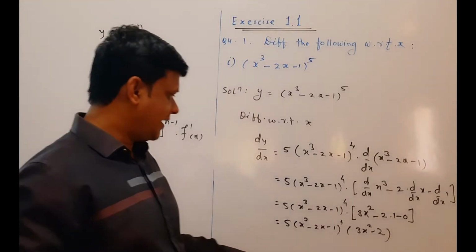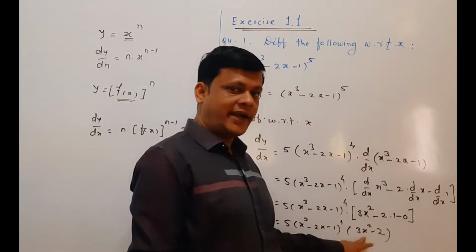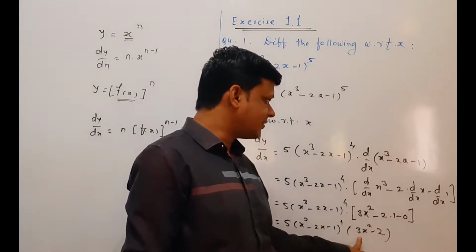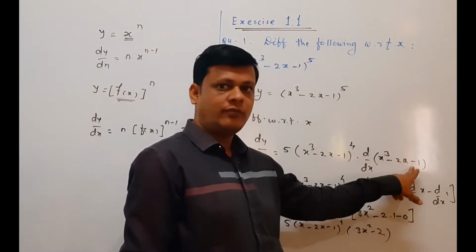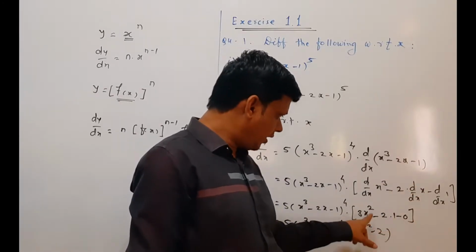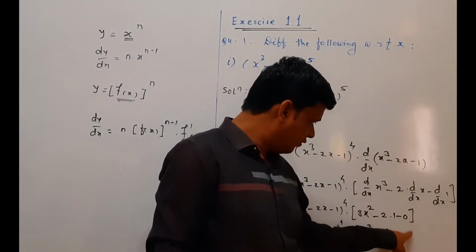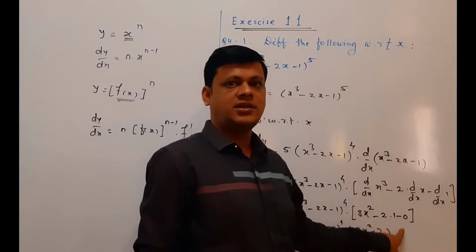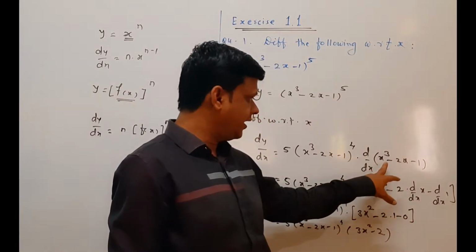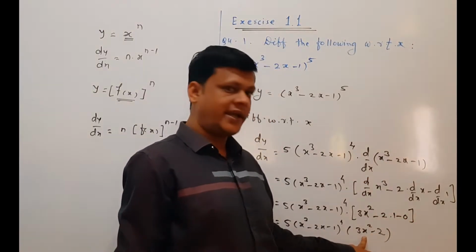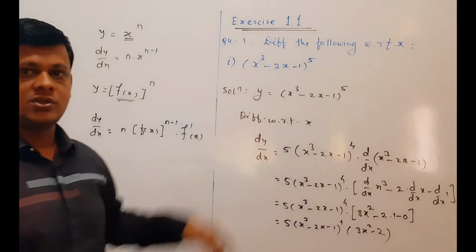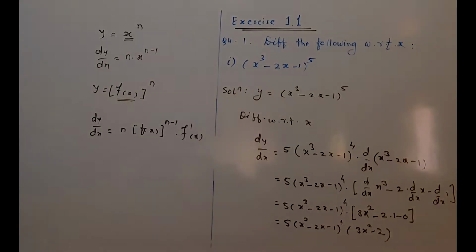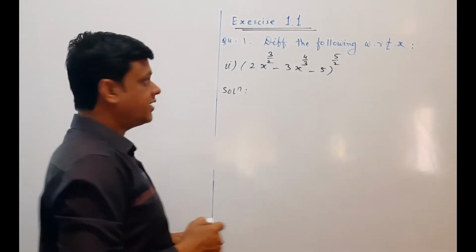Now if you understand this, you can directly write the derivative of x cube as 3x square, the derivative of minus 2x as minus 2, and the derivative of 1 as 0. So for your better understanding, we write these two additional steps. You can write directly the derivative of this bracket as 3x square minus 2. So in this way we solve the first sub question. Now see the second sub question.